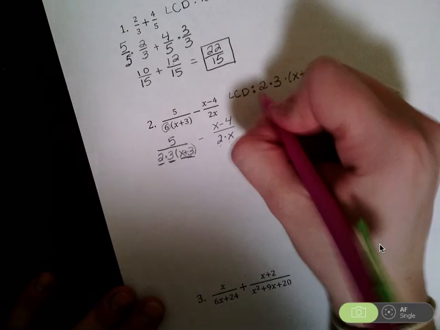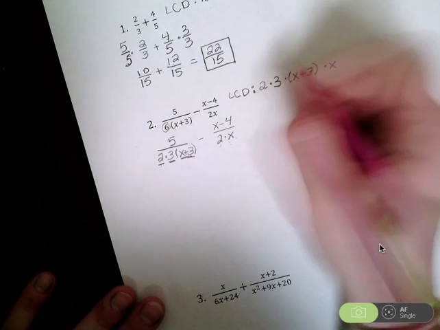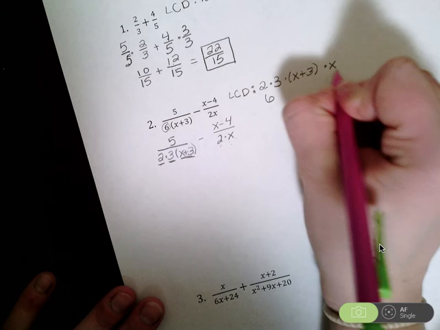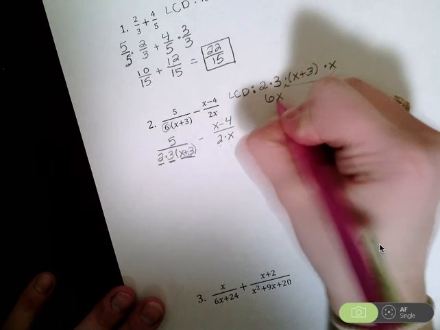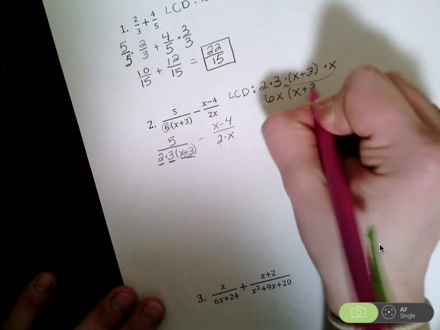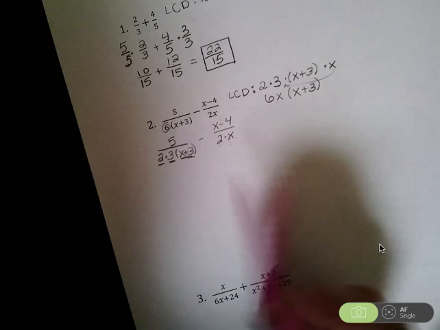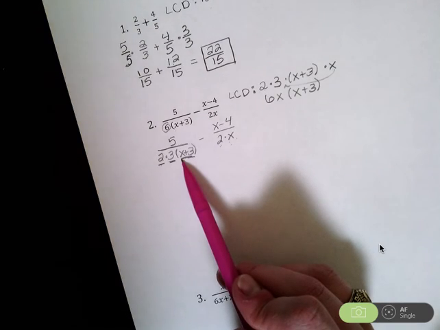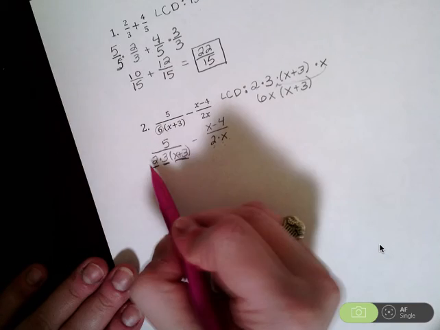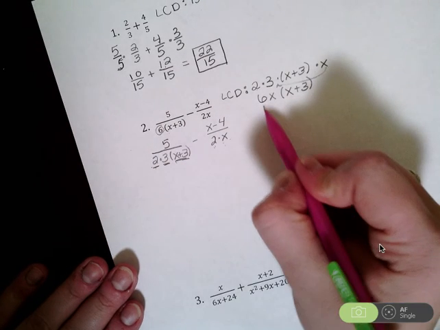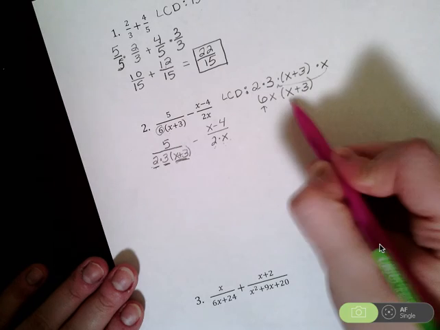So our least common denominator here is 2 times 3, which is 6. I'm going to pull this x out in front and then make it x plus 3. Okay, that's our least common denominator. So now we need to go back to our fraction here, and we need to ask ourselves, well, we've got the 2 and the 3, which is the 6, and we've got the x plus 3. So we've got all those.